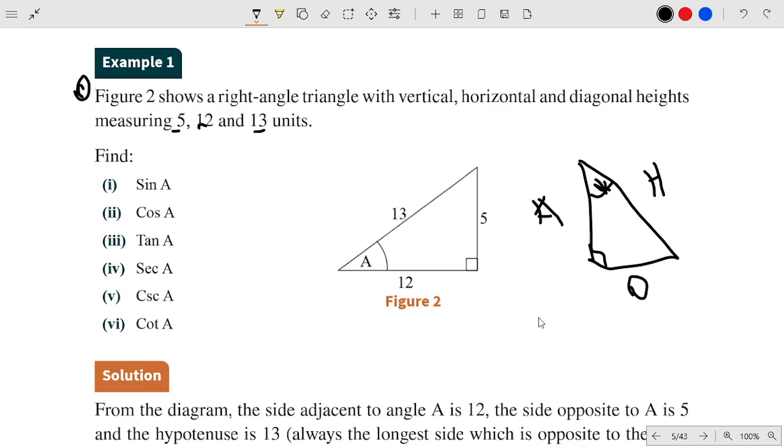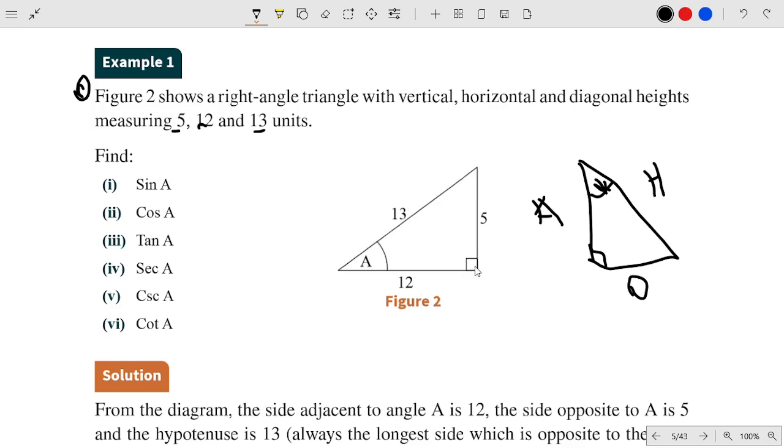Then we said that the sine of that particular angle is going to be what? Opposite on the hypotenuse. So if I take the sine of this angle, it should be opposite on this hypotenuse. Alright, now let's transfer this knowledge to the problem given, this figure 2 here.